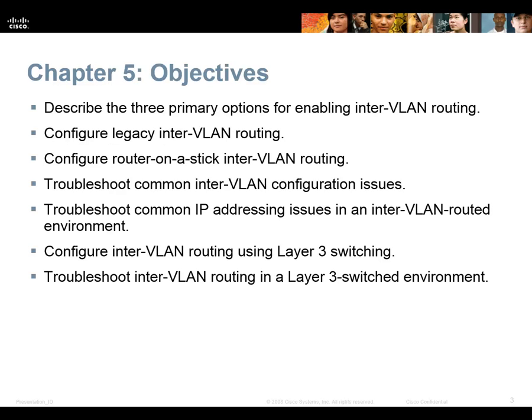We're going to talk about the three primary options for enabling VLAN routing. We're going to talk about legacy inter VLAN routing. Then we're going to talk about a configuration known as a router on a stick. This is a term that you'll hear a lot, and we'll talk about what that is and what it does for you. And basically, with a small network, a router on a stick may be all you need. We'll troubleshoot some common VLAN issues. We'll talk about IP addressing issues with an inter VLAN. And then we'll talk about how to route with an inter VLAN and finally troubleshooting.